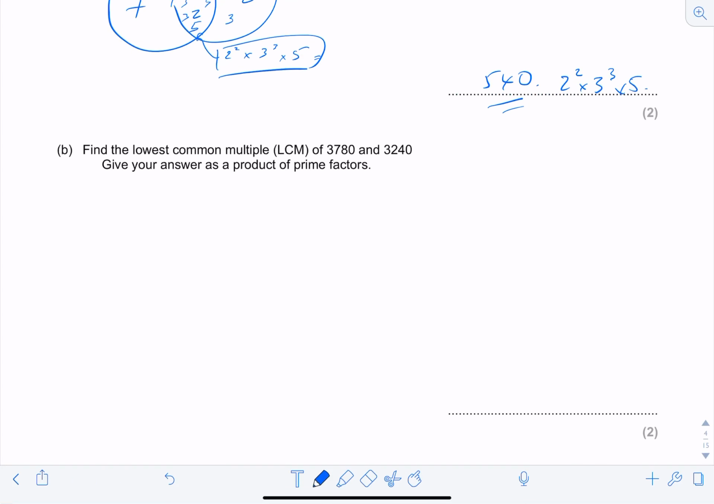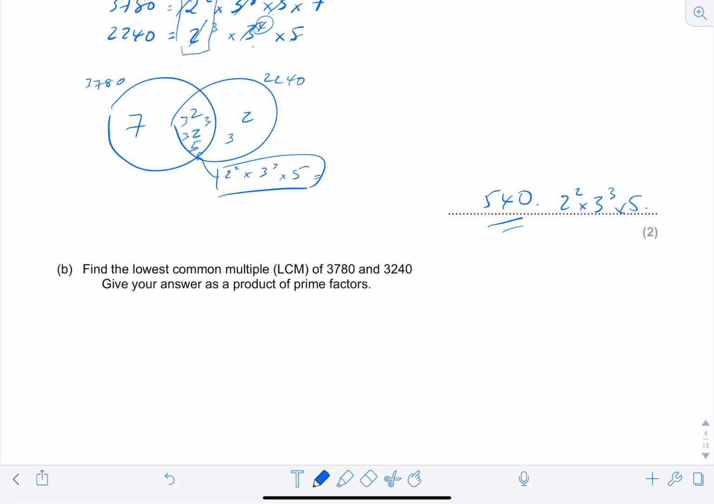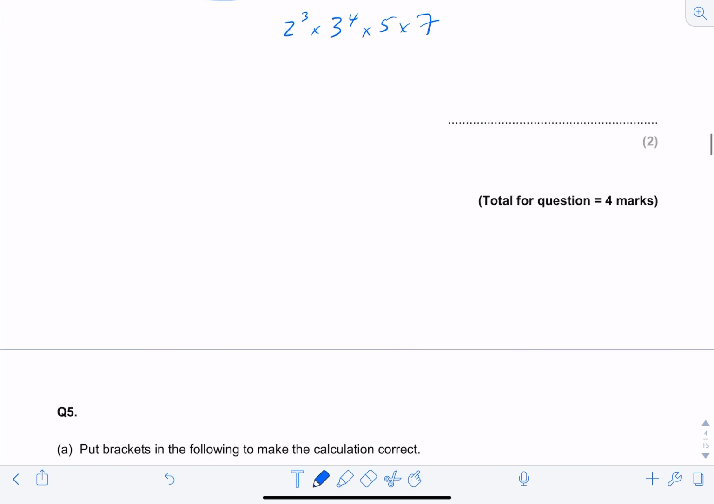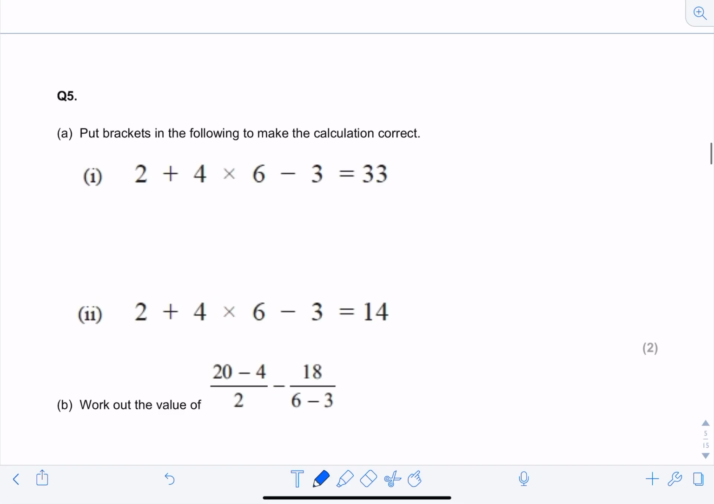Find the lowest common multiple. Okay, it's going to be that times that times that and that. So I'm going to get 2 squared times 3 cubed times 5, which is from the middle, times 7 times 2 times 3. That 2 is going to go over there, that 3 is going to join up with those, and I'm going to get 2 cubed times 3 to the 4 times 5 times 7. Done. Next one.